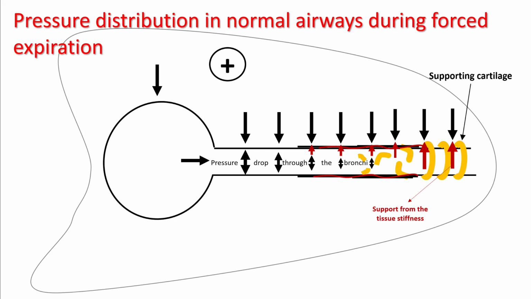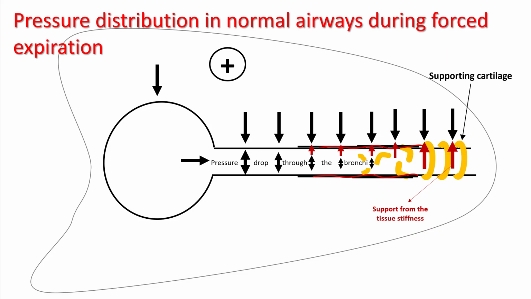The intrapleural pressures are not only felt by the alveoli, but they're also felt by the intrathoracic airways as well. So there are a few things that you need to notice. There's a pressure drop through the bronchi as you move from alveoli to the outside air. There are supporting structures and cartilage that prevent the collapse of the airways.